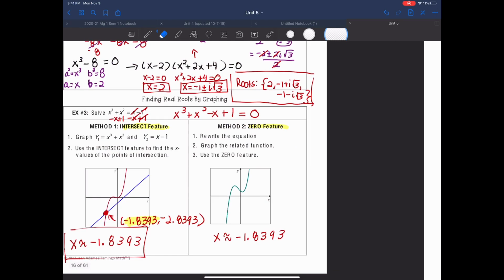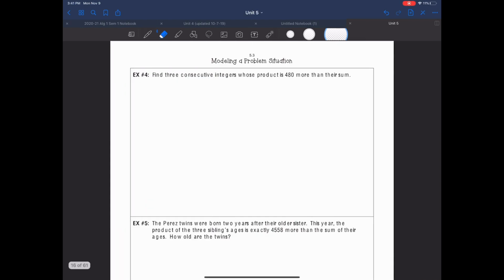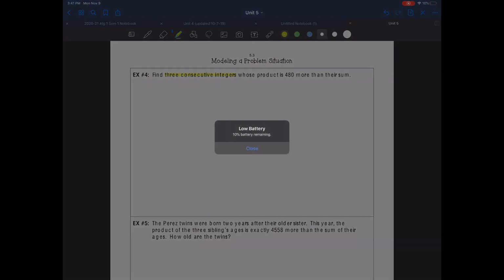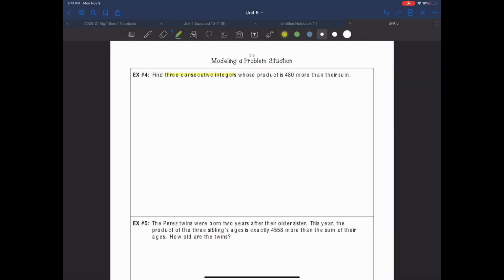All right, next page. So now we have three consecutive integers whose product is 480 more than their sum. We are going to use the methods that we have learned today to model a problem situation. So obviously, I'm talking about three consecutive integers here, so I'm going to have to define those integers using variables. I know that the product of those integers is 480 more than the sum of the integers. Let's go ahead and define our variables first.